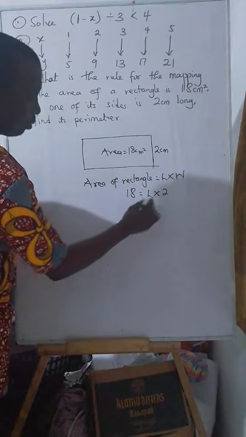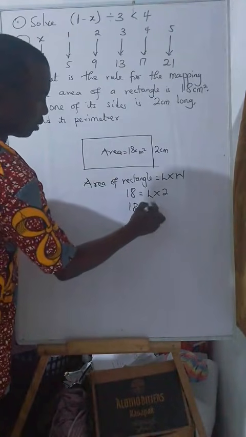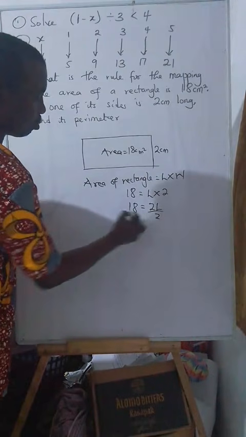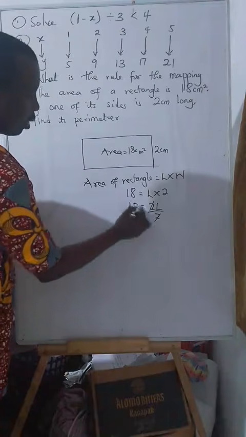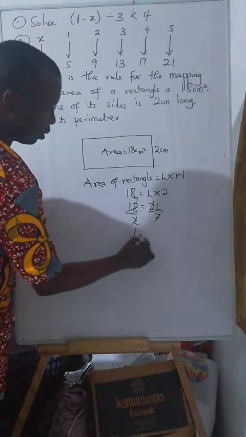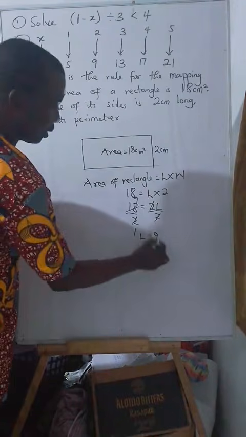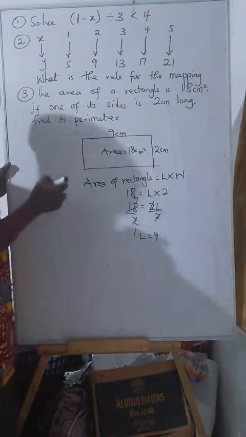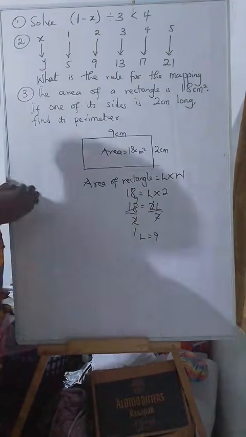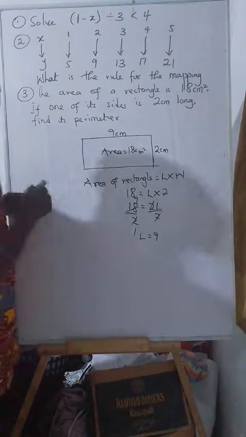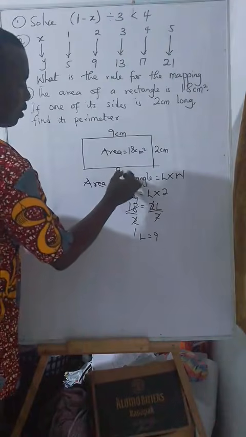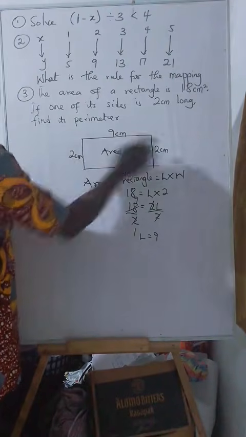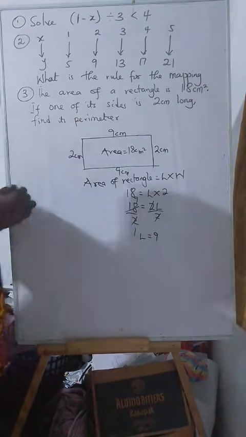So here this becomes 18 equals 2L, divide by 2, here 1, here 9, so the length becomes 9. So meaning that here is 9 centimeters. So you know that for a rectangle the opposite sides are the same. So 9 centimeters here, this also 2 centimeters. The opposite sides are the same, right?